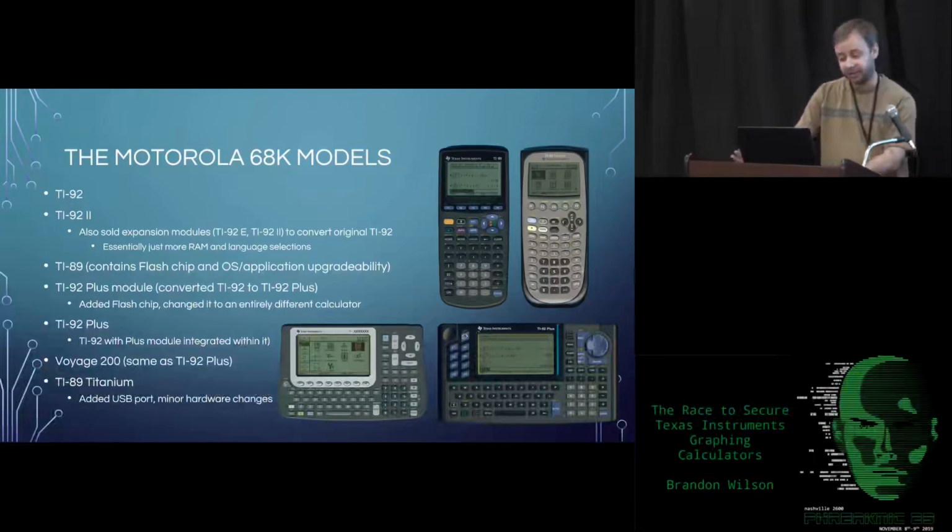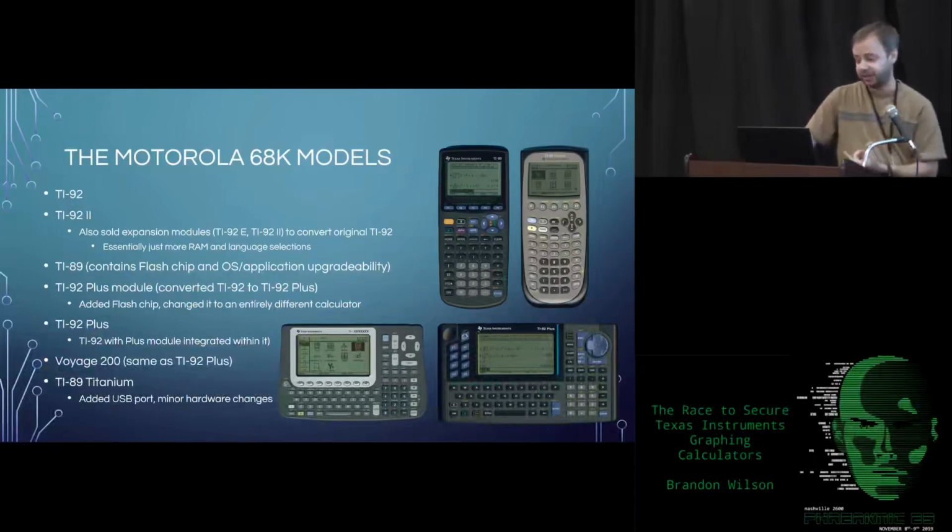One thing that's unique about this model is that it actually has an expansion port on the back of it, which would let you add features or even turn it into an entirely different model. So these models are really rare. There's the TI-92 module, TI-92-2 module, then there's the TI-92E module, E for Europe, and that just adds more RAM and language options to it.